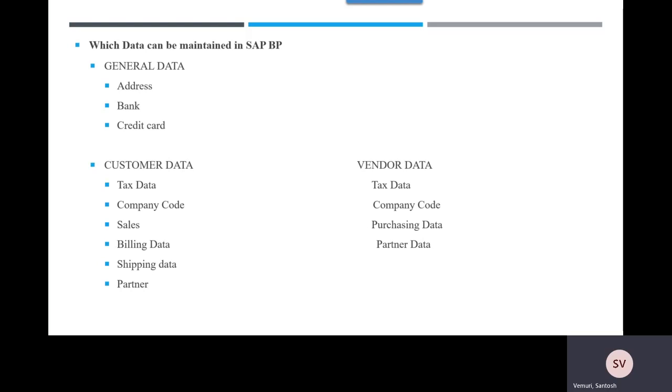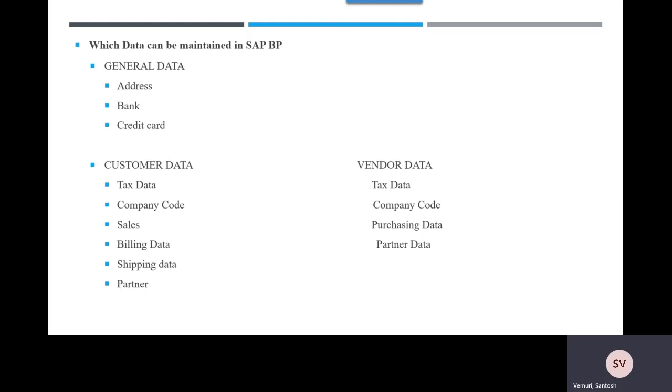But here in the S/4HANA system, I'm not creating anything using a different transaction code. I'm only using a single harmonized transaction code, which is called BP, for creating a business partner. But upon choosing the specific role, automatically that tab or push button will come where I need to populate a few data specific to that role and a few data specific to that functionality.